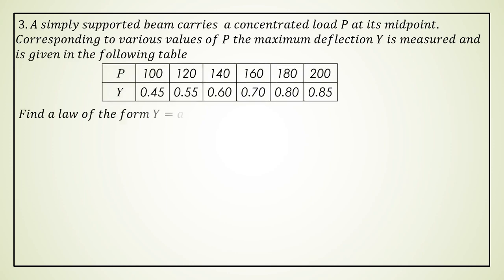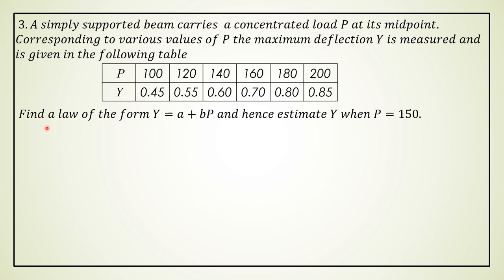Next problem. A simply supported beam carries a concentrated load P at its midpoint. Corresponding to various values of P, the maximum deflection Y is measured and is given in the following table. Okay, when P is 100, the deflection is 0.45. When P is 120, it is 0.55, 140, 0.60, and so on.